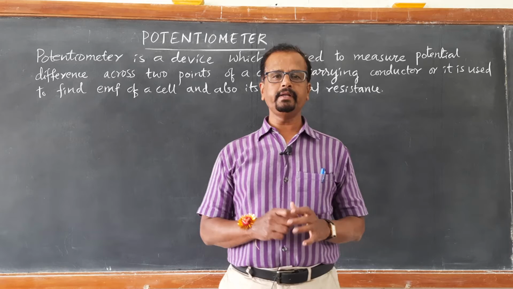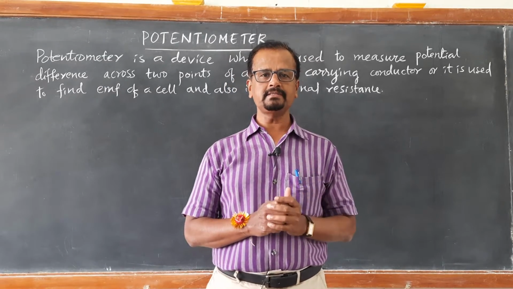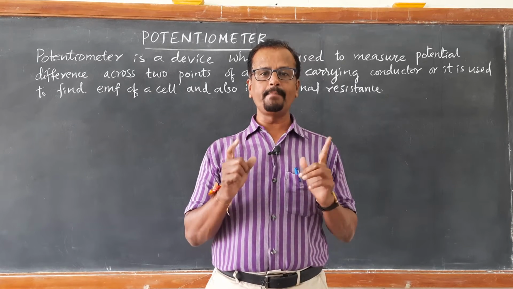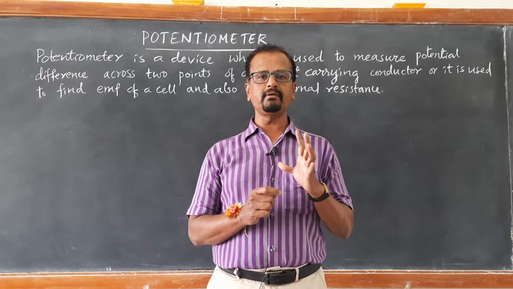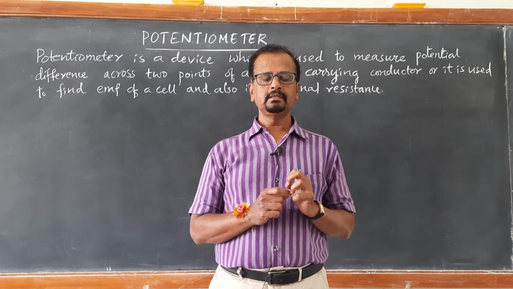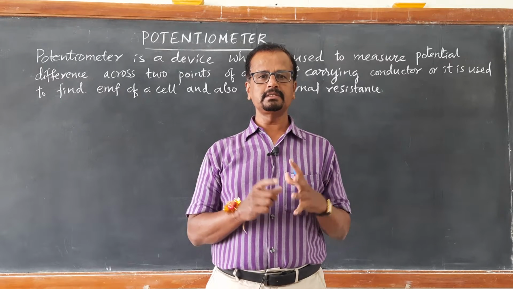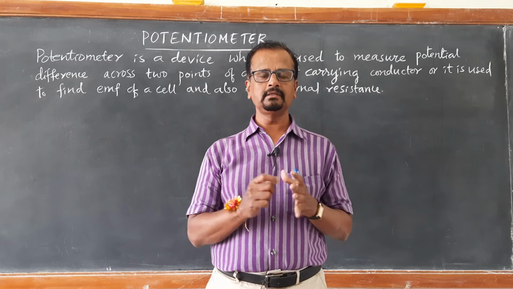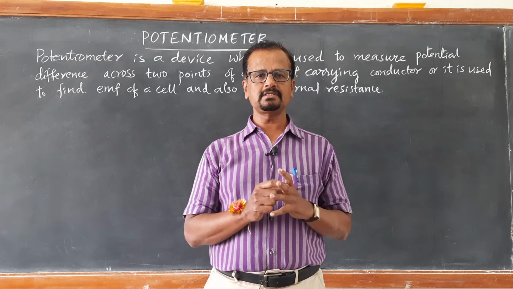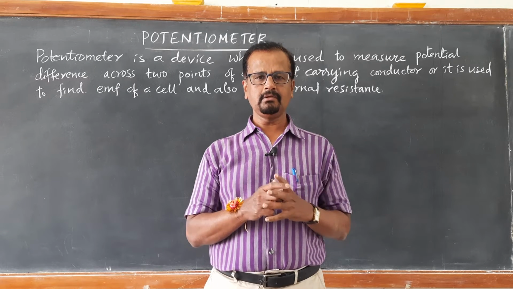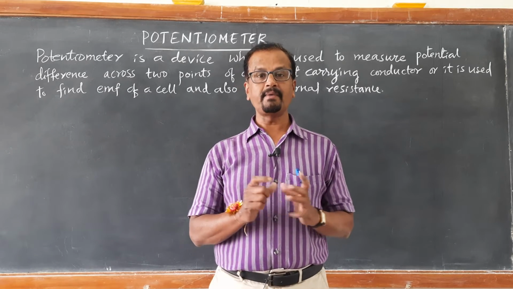Now we are going to learn a very important device, that is the potentiometer. The potentiometer is a device which is usually used to compare EMFs of two cells. Since there is no involvement of current when using a potentiometer, the potentiometer doesn't draw current from the cell. The potentiometer can also be used to measure the potential difference, the EMF of a cell, and it is also used to find the internal resistance of a primary cell.